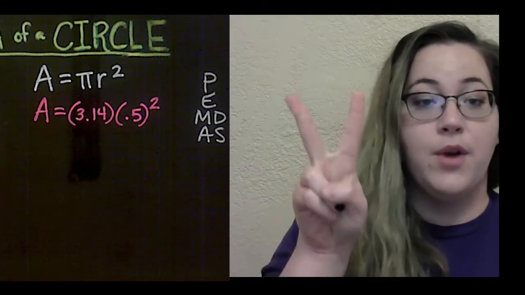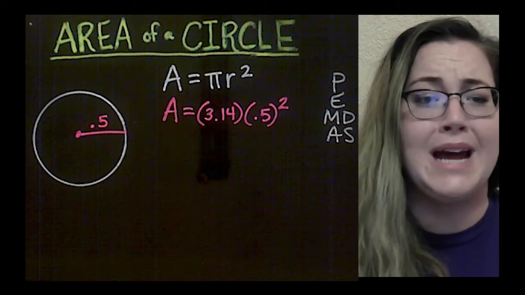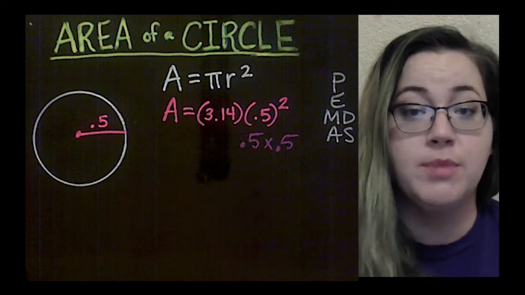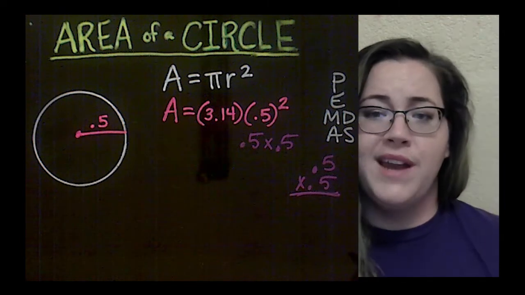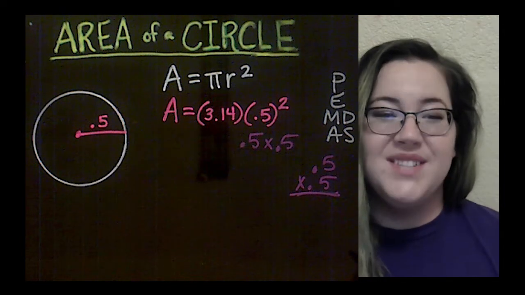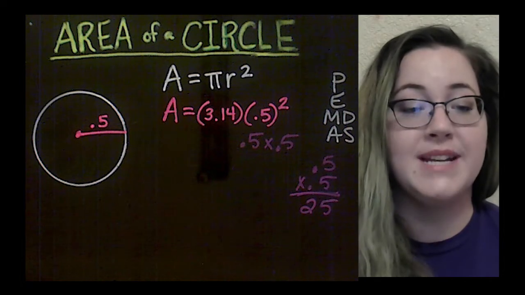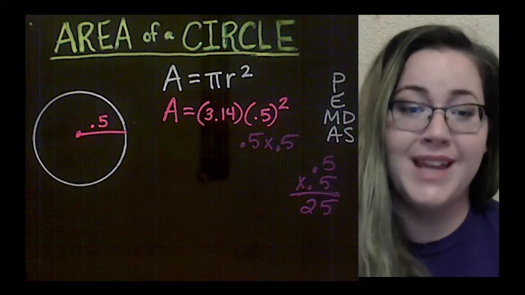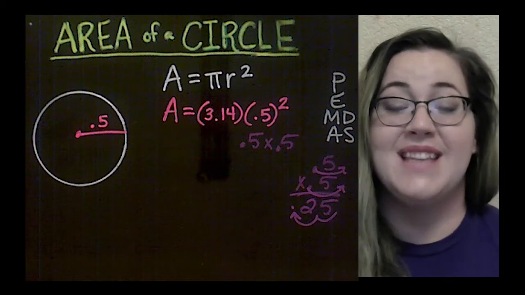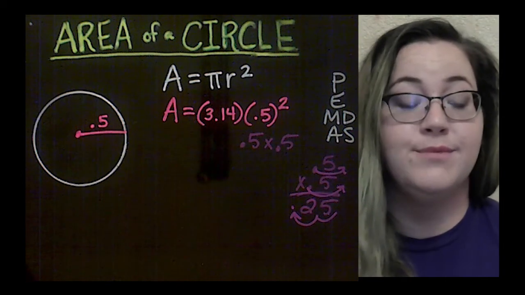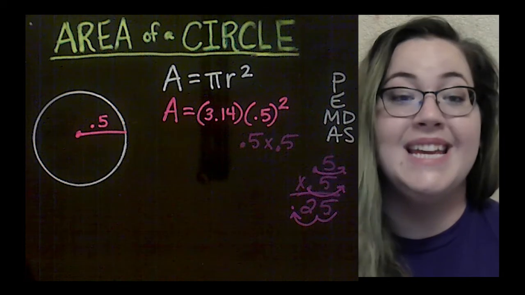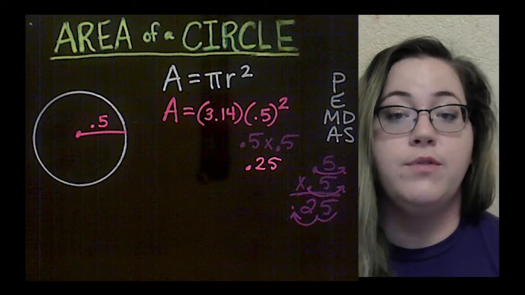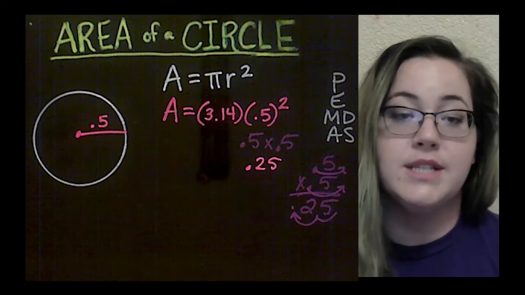0.5 times 0.5. Okay, so I'm going to write it out. I don't know what 0.5 times 0.5 is off the top of my head, so I'm going to work it off to the side. Well, if I ignore the decimal, 5 times 5 is 25. I have 2 numbers behind my decimal, so my answer needs to have 2 numbers behind its decimal, like this. Okay, so that means that 0.5 squared, or 0.5 to the power of 2, is 0.25.